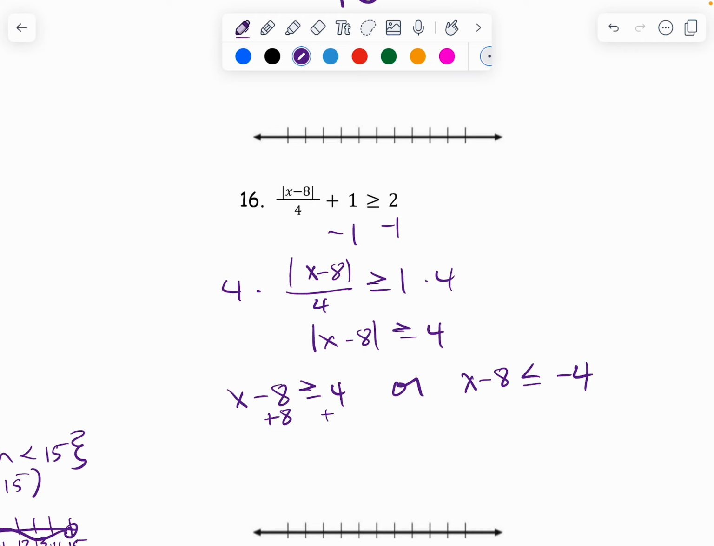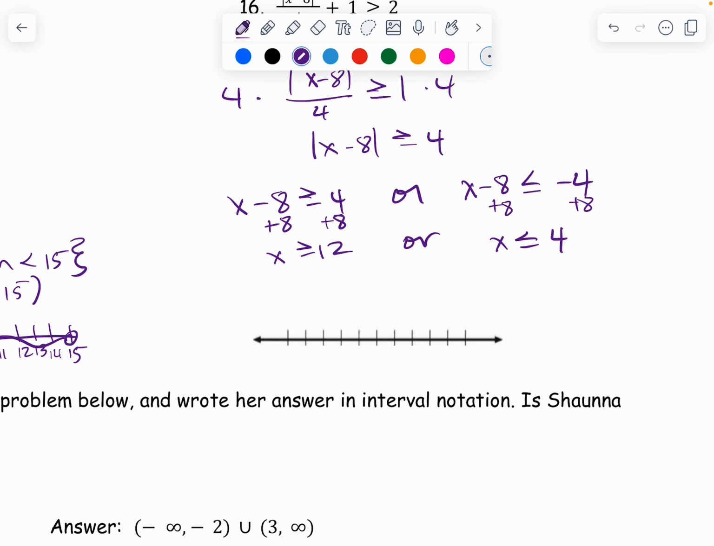Add 8 to both sides. Get x is greater than or equal to 12. Or add 8 to both sides. x is less than or equal to positive 4. So 3, 4, 5, 7, 8, 9, 10, 11, 13. So it's less than or equal to 4. It's greater than or equal to 12.